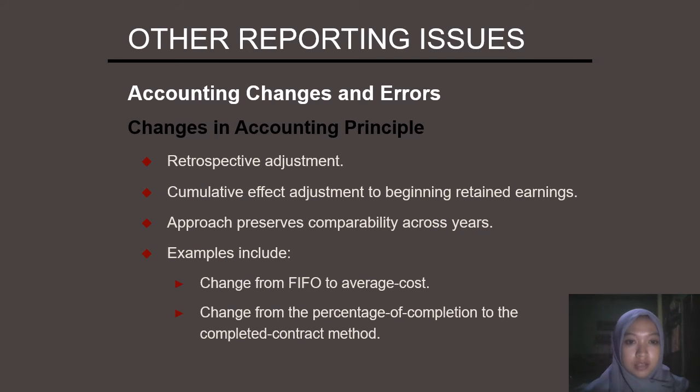Other reporting issues: accounting change and error. Change in accounting principle. The first is retrospective adjustment. The second is cumulative effect adjustment to beginning retained earnings. The second approach preserves comparability across years. Examples include number 1, change from FIFO to average cost, and number 2, change from the percentage of completion to the completed contract method.